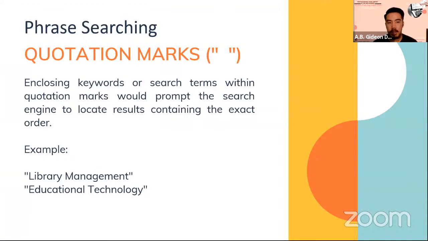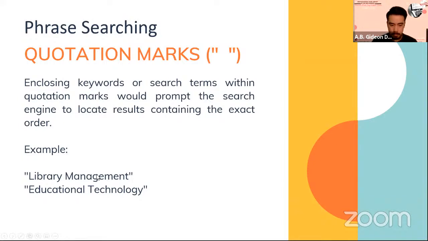So, next off is phrase searching. This particular operator involves the use of quotation marks. This is very much useful if you're going to look for words, especially in the title or in its subject. So, for example, we have here "library management" and "educational technology." It would yield results with the same words in the same arrangement.